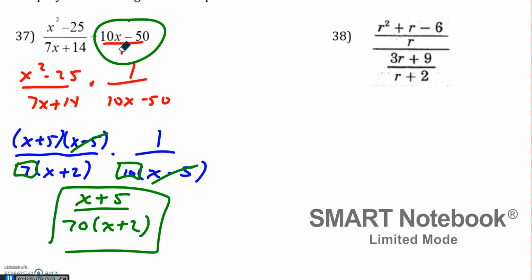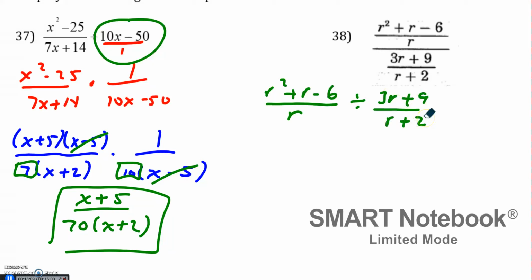Number 38, you might remember doing these in class, that at first they look rather intimidating until you realize that, again, you're still taking a fraction divided by a fraction. So if I rewrote it that way, r squared plus r minus 6 over r divided by 3r plus 9 over r plus 2. So that is really r squared plus r minus 6 over r times the reciprocal of r plus 2 over 3r plus 9.